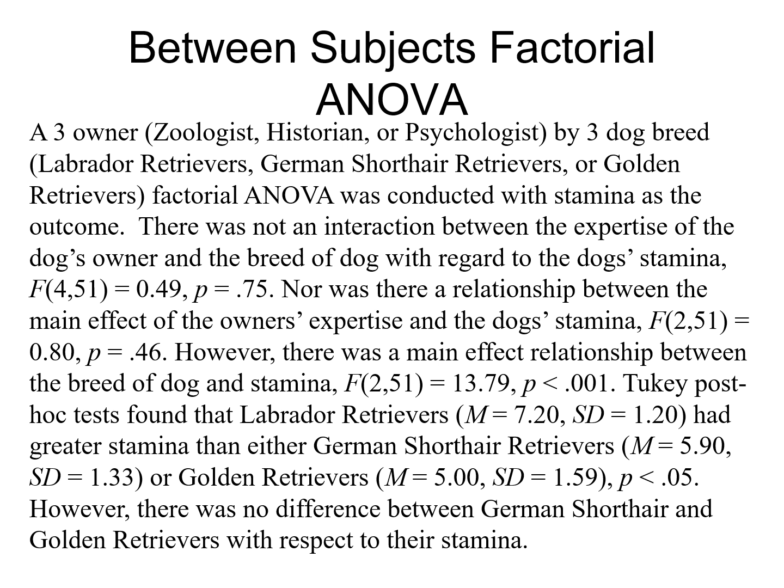Notice in these 2 reports, we're not including effect size. They're not significant. We're not moving forward. However, there was a main effect relationship between the breed of dog and stamina. We report the significance there. Tukey's post hoc tests found that Labrador Retrievers had greater stamina than either German Shorthair Retrievers or Golden Retrievers. However, there was no difference between German Short-haired Retrievers and Golden Retrievers with respect to stamina.